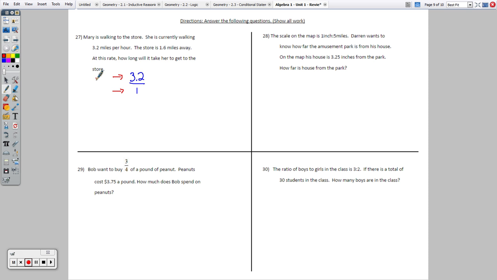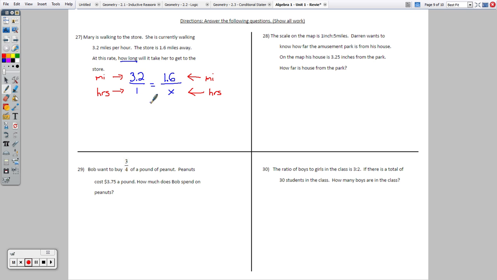This is miles and this is hours. So if we have that over here in that way, we have to do the same thing over here for the fraction that it's set equal to. So if we're going to set up a proportion, 3.2 over 1 would be a valid comparison as long as we compare it to miles and hours over here. The store is 1.6 miles away. So 1.6 to, well, how long is that going to take? That's what we don't know.